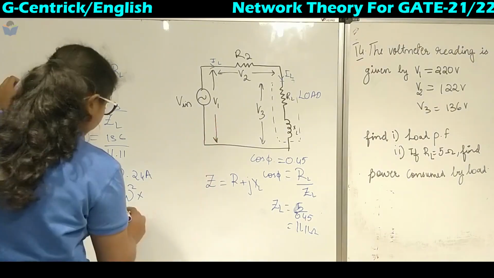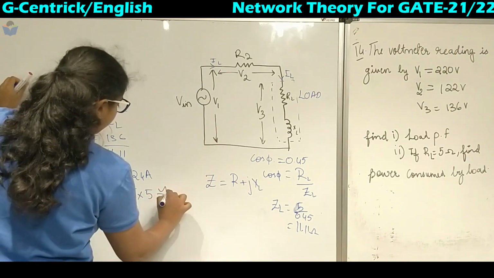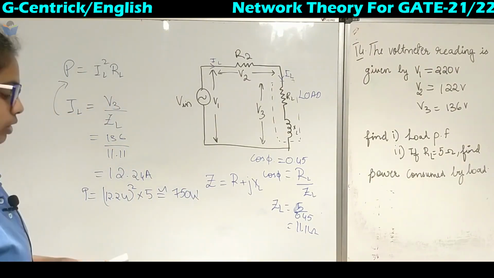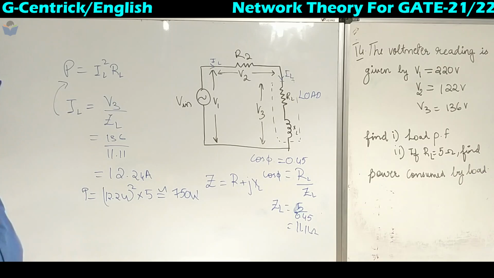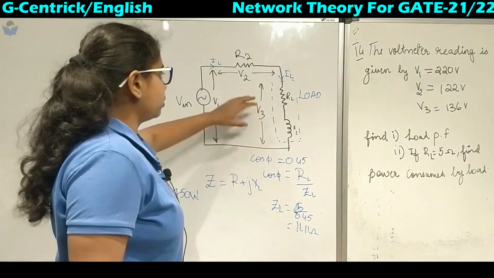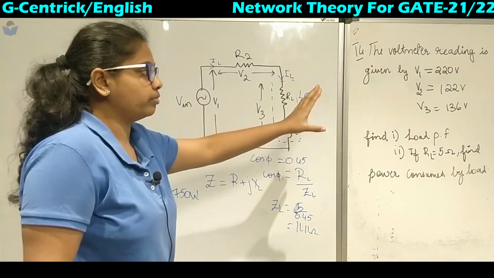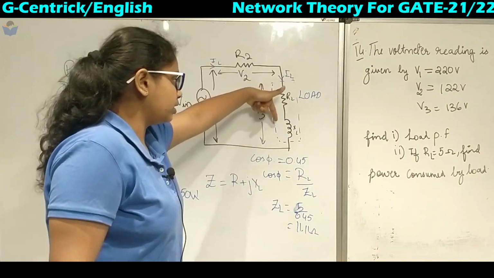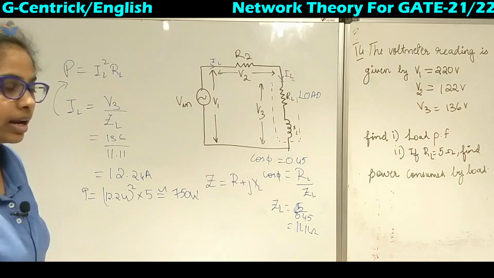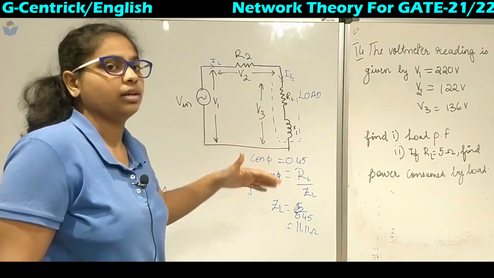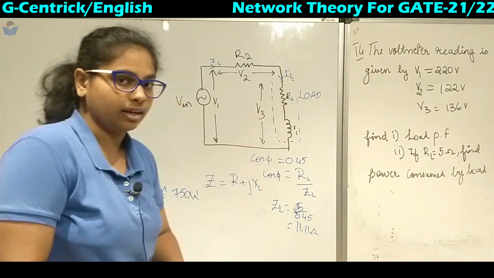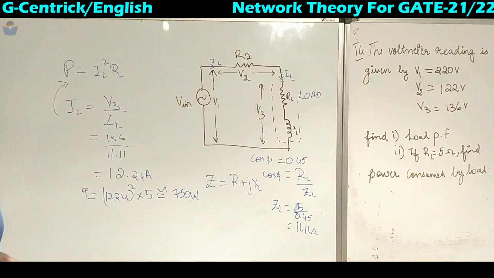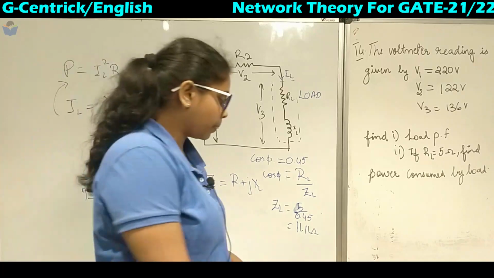The value of RL is 5 ohms. So you will get approximately 750 watts. It is the power consumed by the load. They have given you V1, V2, V3. When you make the phasor diagram, this load has got internal resistance RL, so V3 will not lead by 90 degrees, but it will lead by some angle phi. So we will move on to the next question.